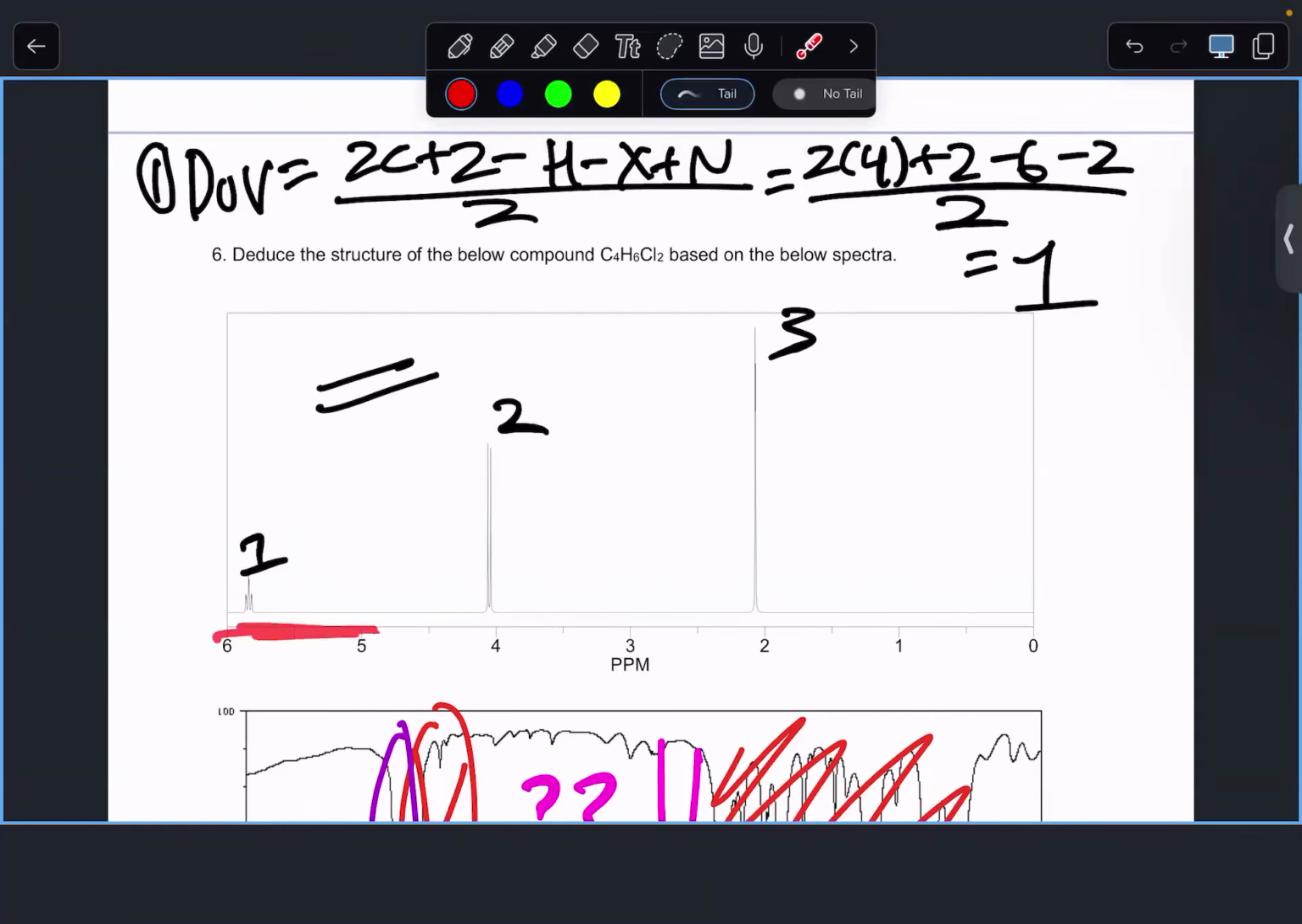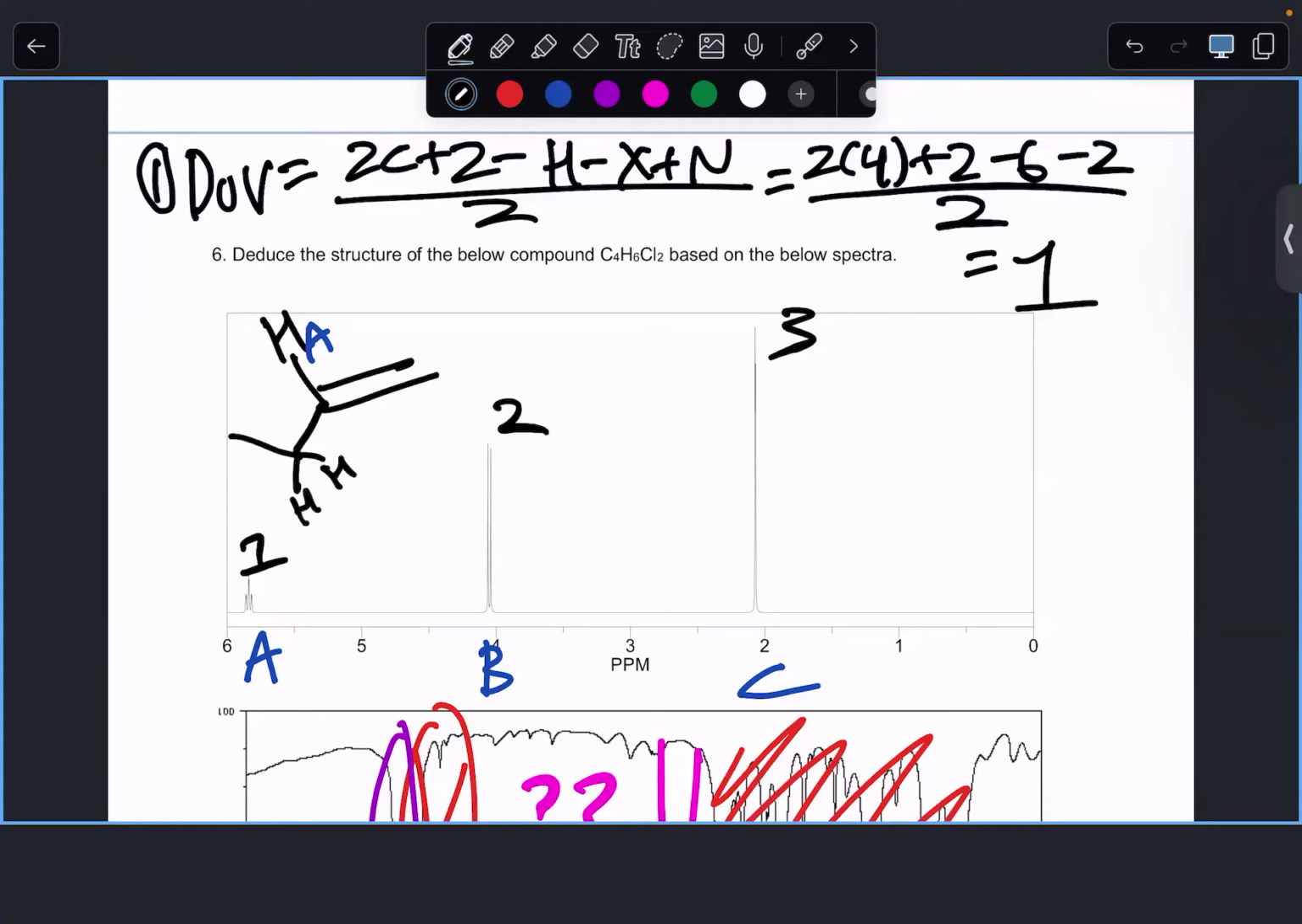What is this region here on the HNMR between 5 to 6? Alkene hydrogen, right? So let's label this A, B, and C. And let's say that this hydrogen here on the alkene is hydrogen A. How many neighbors does hydrogen A have if it is a triplet? 2 neighbors, that's right. So if these are the 2 hydrogens on the structure, because we need 2 neighbors for hydrogen A, which peak has an integration of 2?